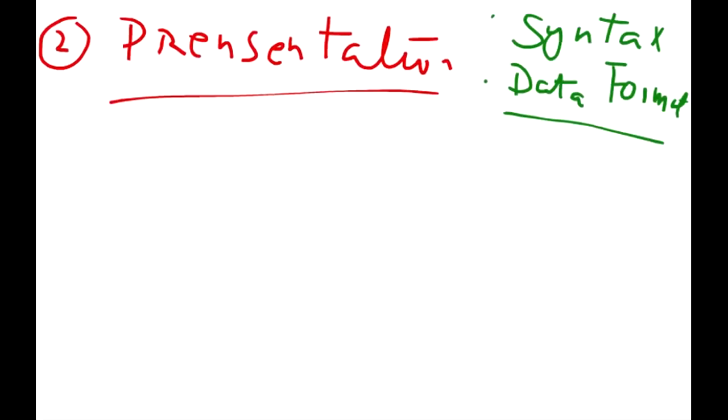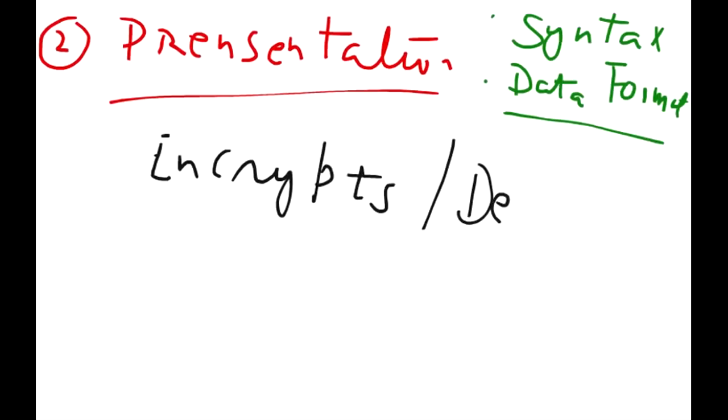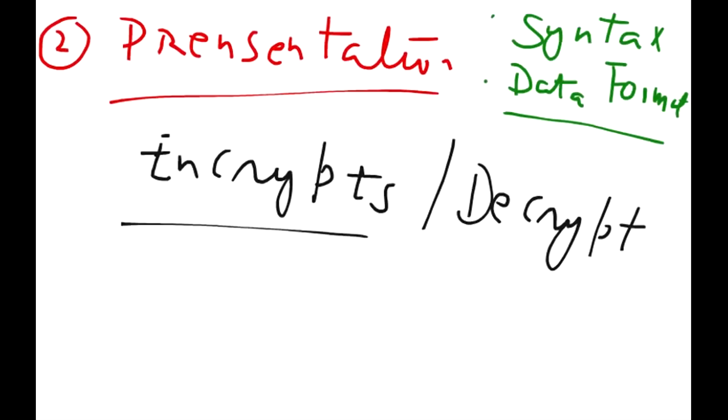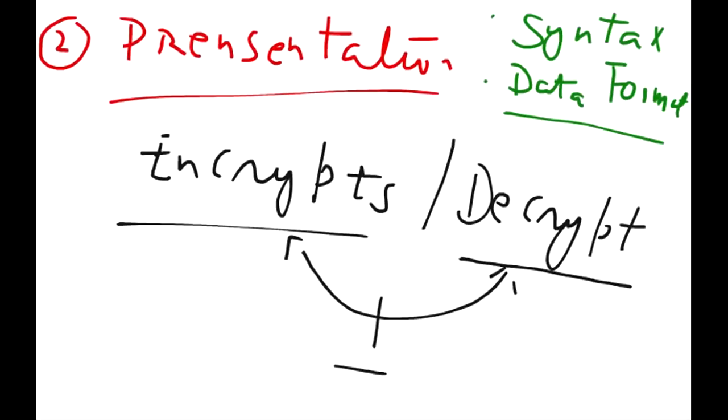So the main purpose of the presentation layer is to present the data. In addition to presenting the data, it also encrypts or decrypts the data. Because the communication on the network has to be secured, the data has to be encrypted, and on the receiving end, it has to be decrypted, and it is the responsibility of the presentation layer to do it.